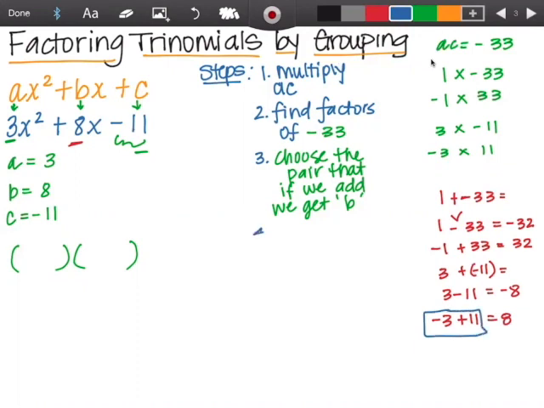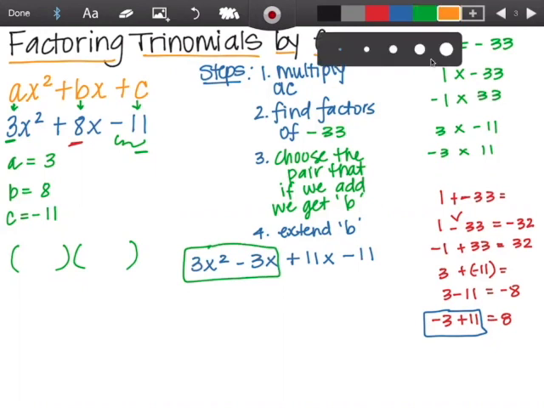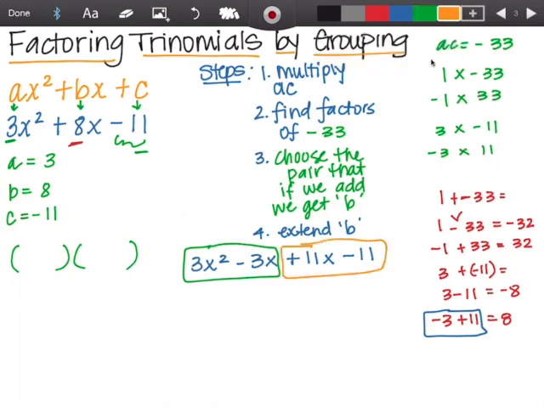So now that we know our numbers, we're going to extend b. Okay. When we're extending b, remember we're writing our original a and c. So 3x squared. And then we have minus 3x plus 11x minus 11. Now we have 4 terms. We are going to group the first two and then group the last two. All right. And when we're grouping the first two, we need to see what is the greatest common factor of 3x squared and negative 3x.